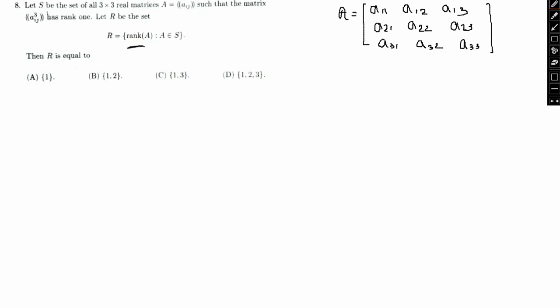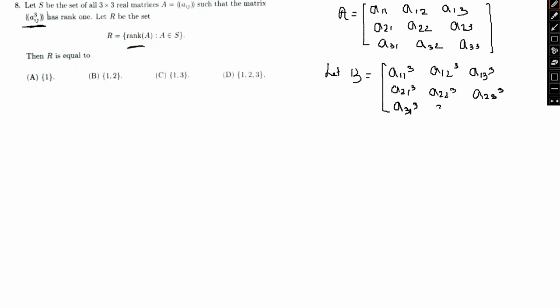Now let us suppose B is equal to the matrix of A11 cube, A12 cube, A13 cube, similarly A21 cube, A22 cube, and A23 cube, A31 cube, A32 cube, and finally A33 cube. I'm simply following this particular condition. So this is what we have.